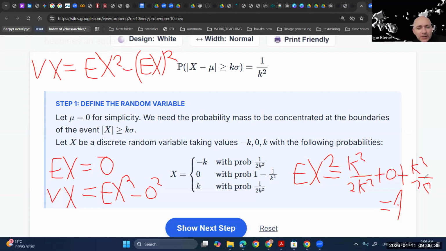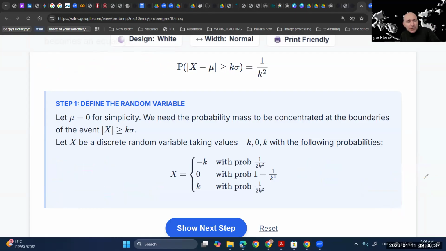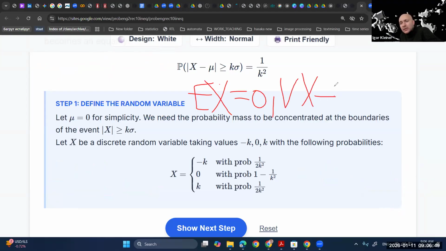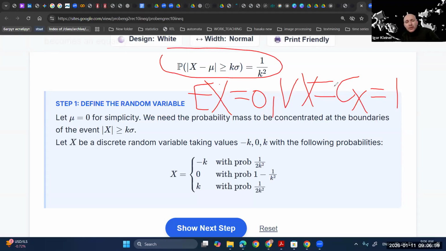Let us remove unnecessary things. So what we proved: the expected value of x equals 0, and the variance of x equals 1, so the standard deviation of x equals 1. Okay, let us use the Chebyshev inequality now.